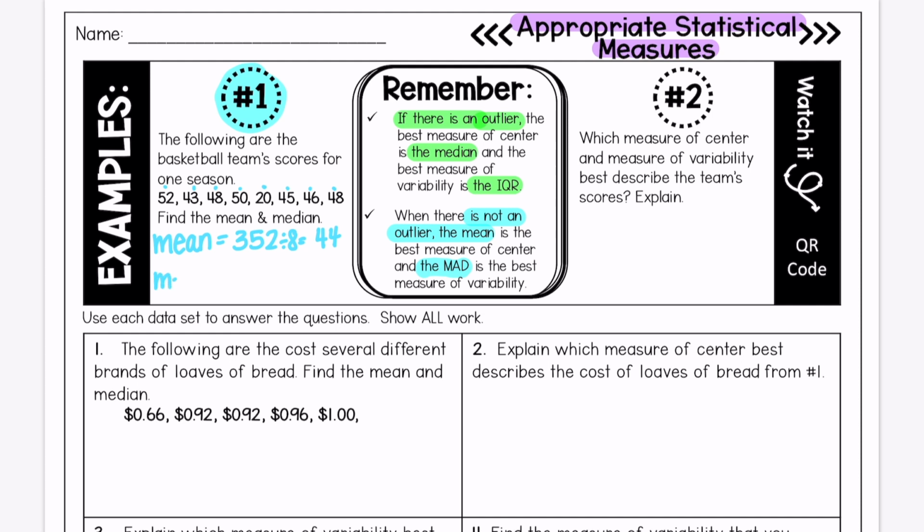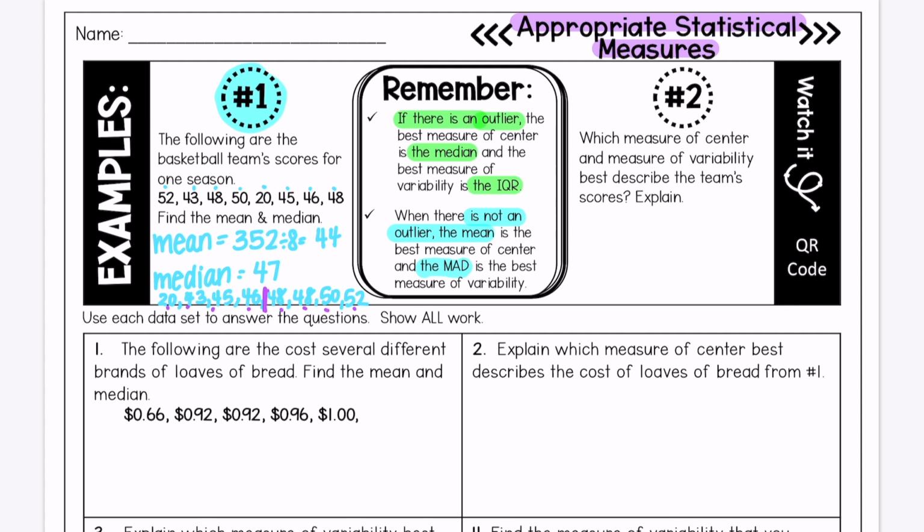Let me put them in order so I can find my median. When you find the middle number, 1, 2, 3, 4, 1, 2, 3, 4, it'll be right here in between those two. So that means my median is 47. So those two are off by about 3 points.